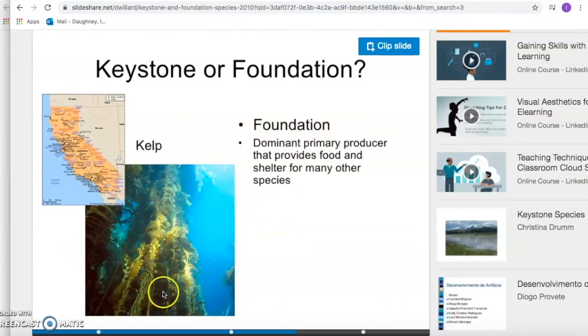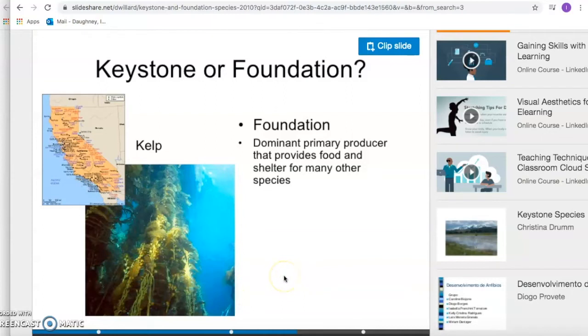But basically it means that it's always a producer, okay? Foundation means it's a dominant primary producer, okay? So it's always going to be some kind of plant or algae or plankton or something like that that a lot of other species depend on for food.